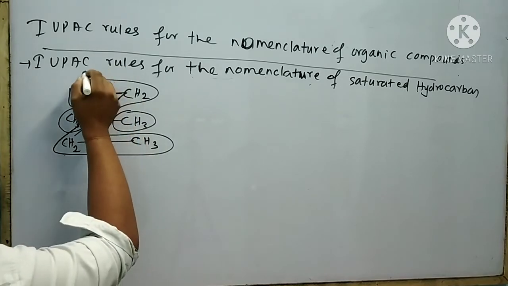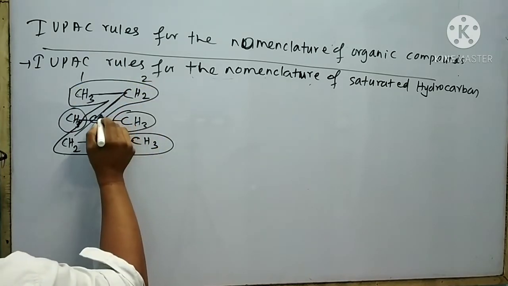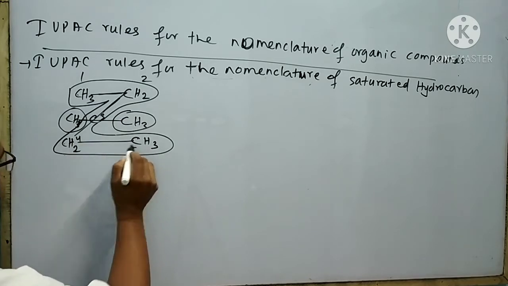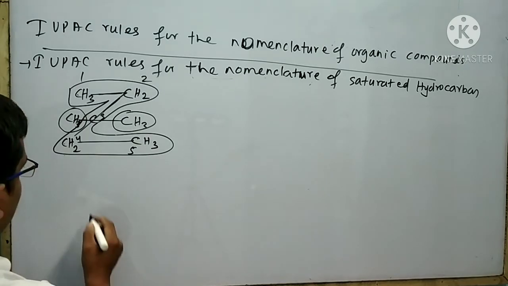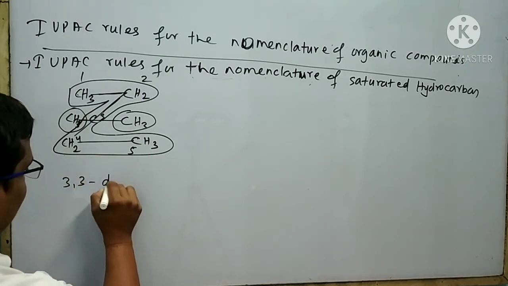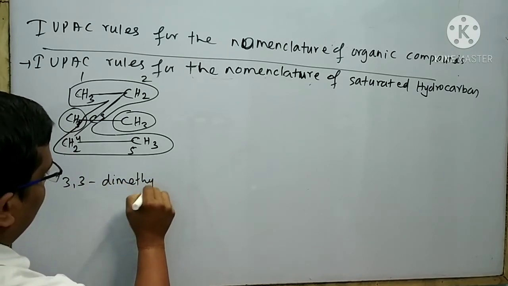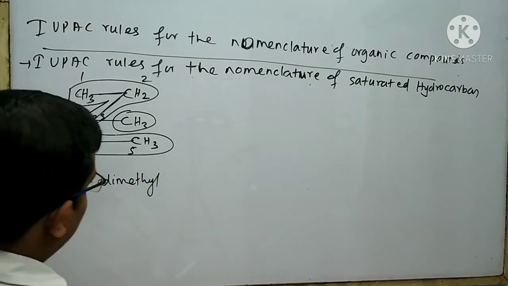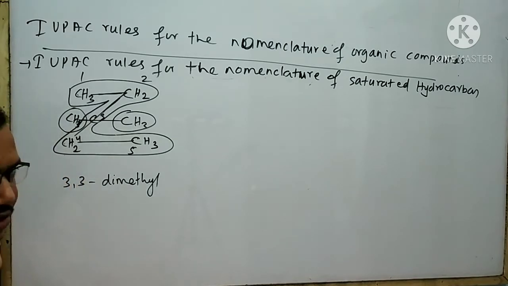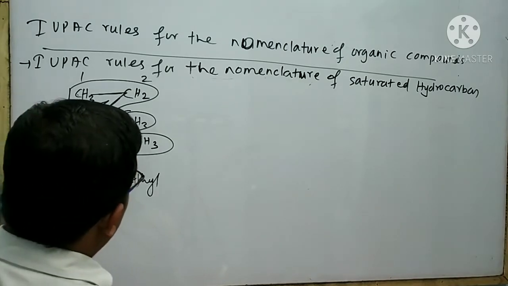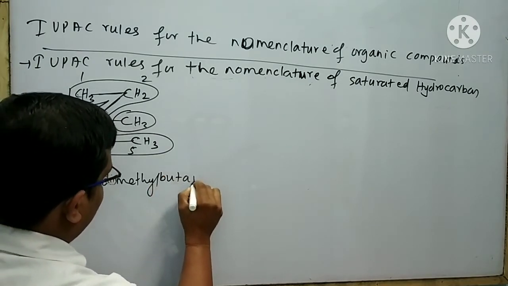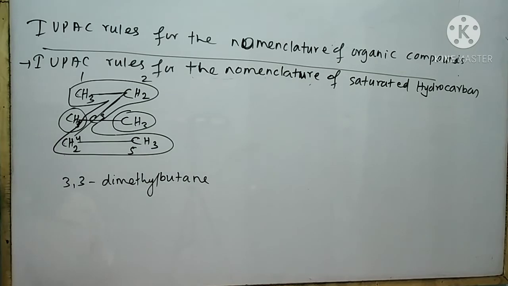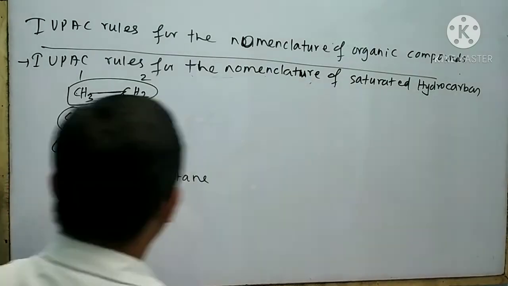Suppose I want to take the numbering like this: 1, 2, this is your 3, this is your 4, this is your 5. There are two substituents present at the 3 number carbon atom, so it is bound to write 3, 3 dimethyl. There are 5 carbon atoms present and all the carbon atoms are linked with each other through single covalent bonds, so it is bound to write butane. The name of this compound is 3, 3 dimethyl butane.